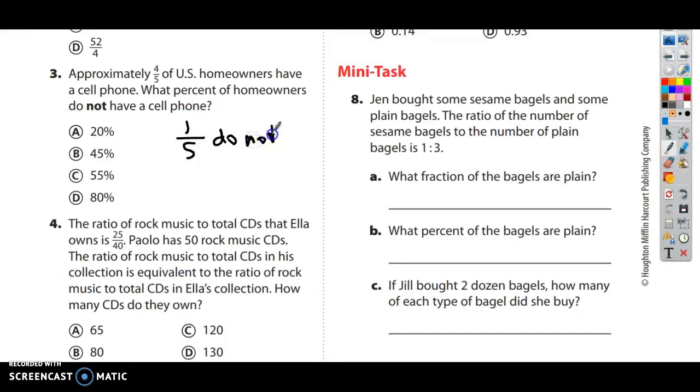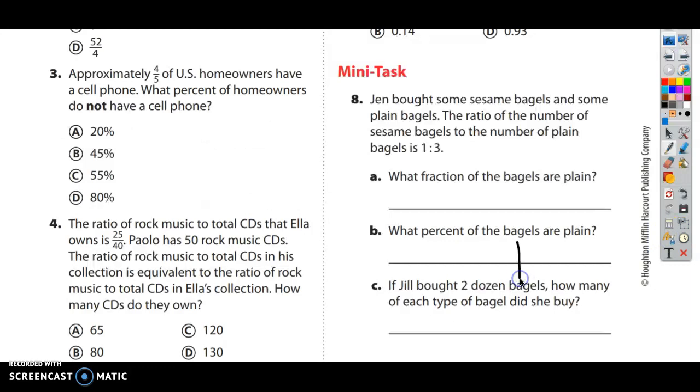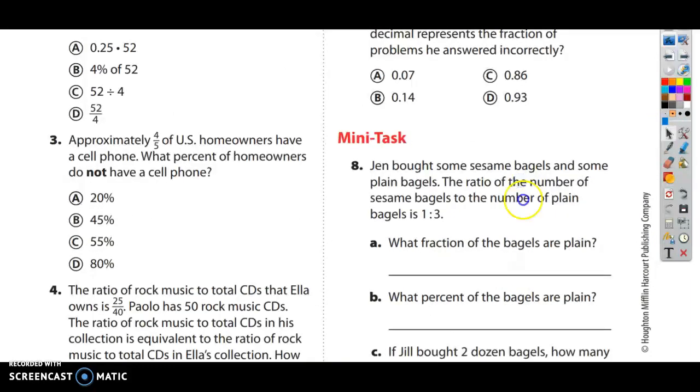And so we're going to try to figure out what's 1/5. Well, 1/5 of 100 is going to be, I'm going to multiply by 20. And the reason why I'm going to multiply by 20 is because 5 times 20 is 100. And 1 times 20 is 20. It's going to be 20%. 20% of U.S. homeowners don't have a cell phone. It's going to be A again. All right, we are going to skip number 4 because it's not helpful to the test review. So let's go ahead to number 5.